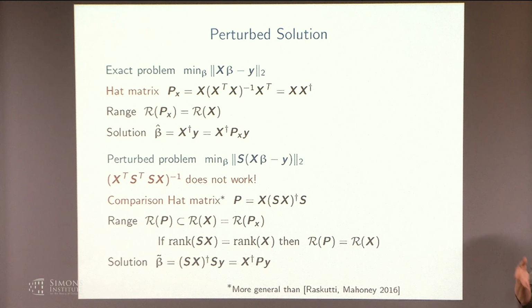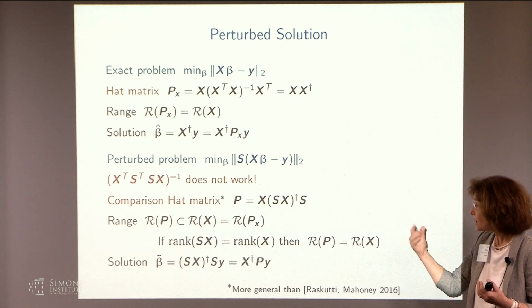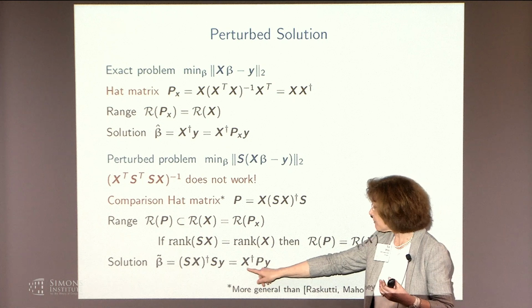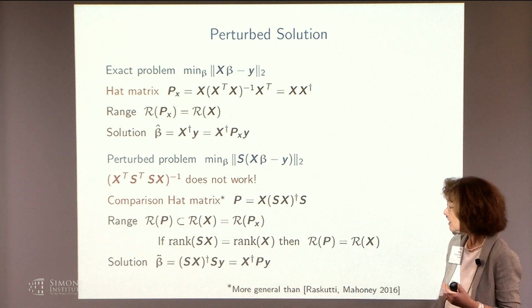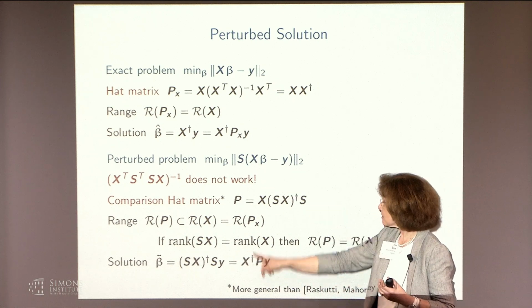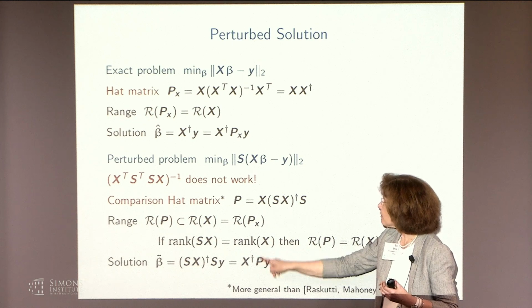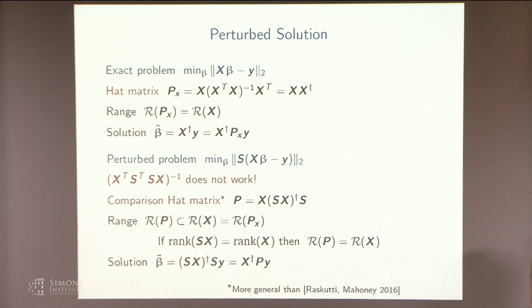and its range is contained within the range of X, and it's exactly equal to the range of the original matrix X if that projector has full column rank, meaning our sketched matrix has full column rank. And then we can represent our solution as, again, this inverse, and then we have the comparison hat matrix here instead of the original matrix.